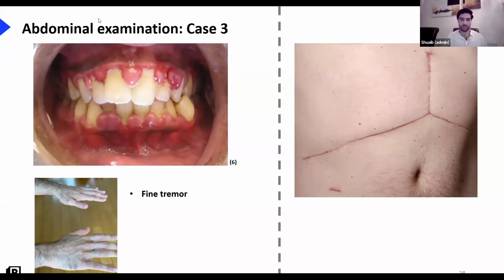So you've walked into your abdo station. The first thing you always do is you look around the bed. You don't really see much. You ask the patient to stick their hands out, and there's a fine tremor. Okay, there's a fine tremor, no flap. There's just a slight tremor.